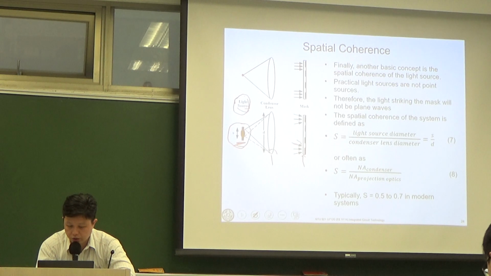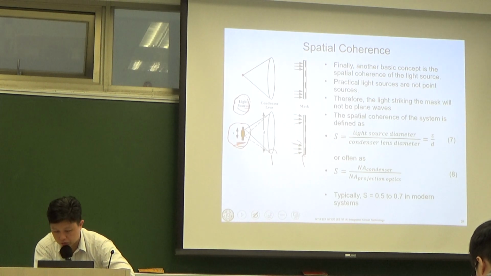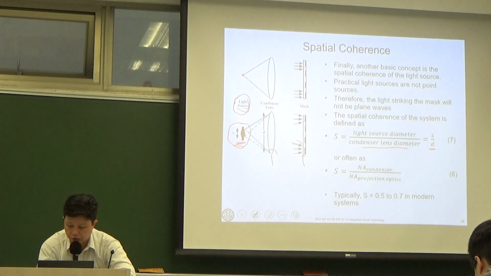So we define this spatial coherence as the light source diameter S divided by D, where D is the condenser lens diameter here.